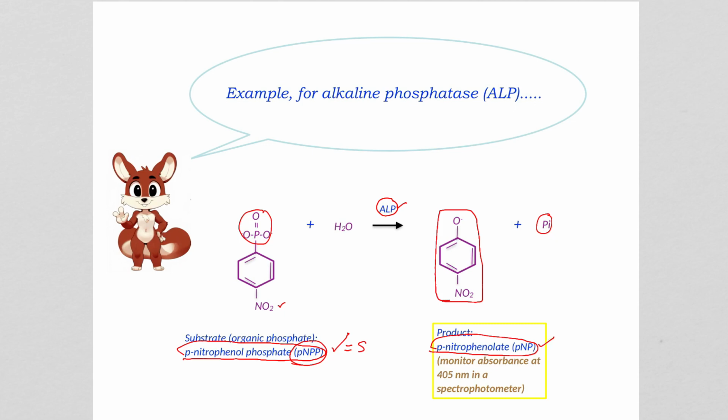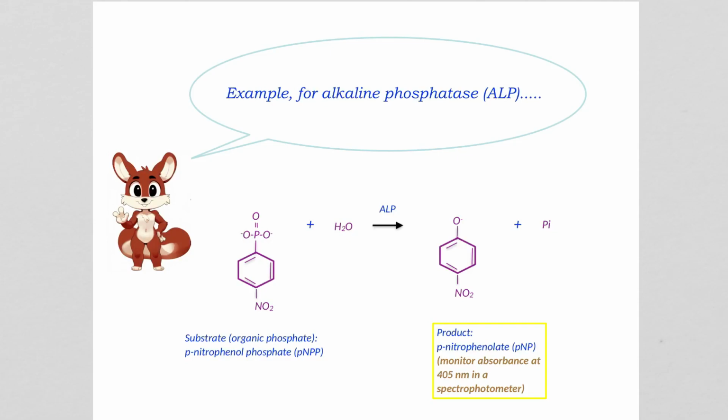and PNP, which is yellowish in color, is a very convenient product that we can monitor with time. Since this product is yellow in color, we can monitor the production of para-nitrophenol very easily by using a UV visible spectrophotometer. So let's see how we can measure the initial velocity of this reaction that is catalyzed by alkaline phosphatase.